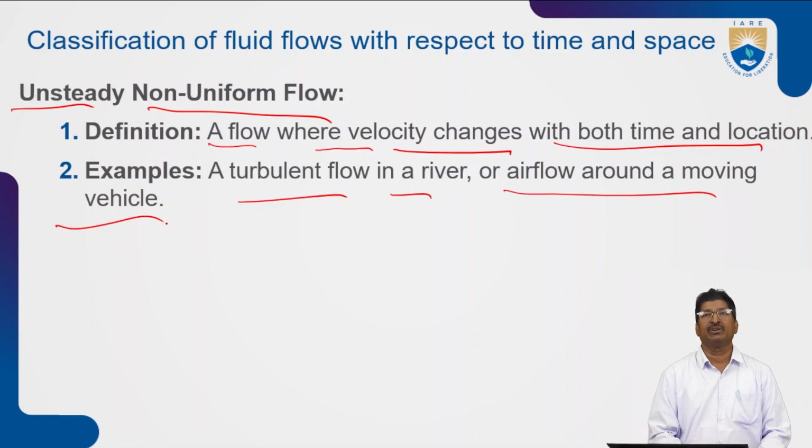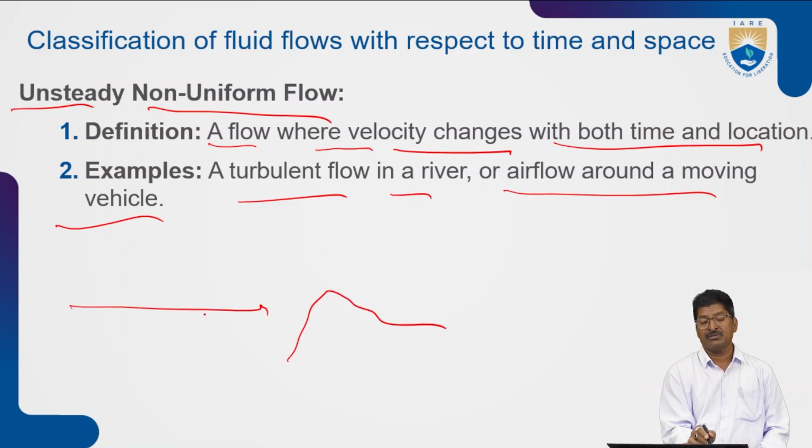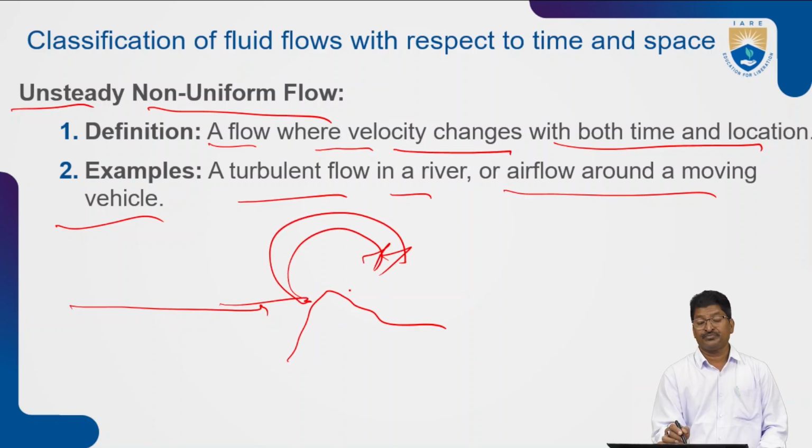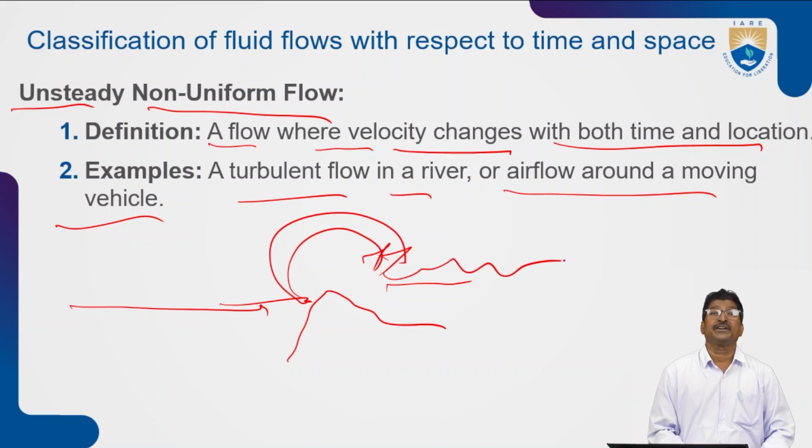If a vehicle is moving, how is the airflow unsteady non-uniform? Or turbulent flow in a river. What does turbulent flow mean? River water is flowing like this. Then if any rock is there, it hits and the water quickly goes up and down and falls here. Then that is called a turbulent flow.